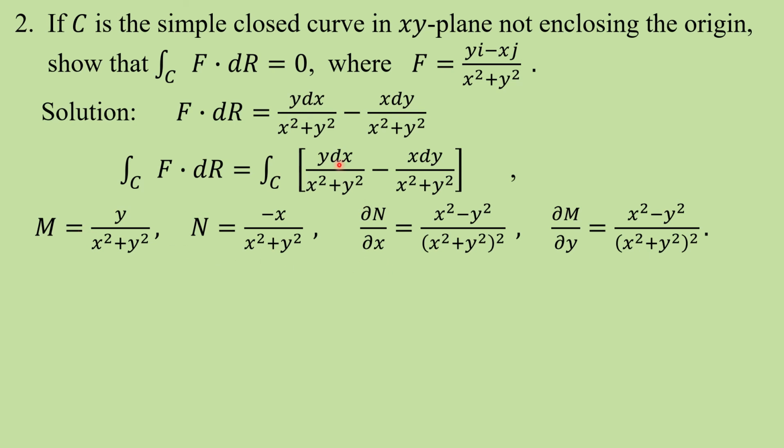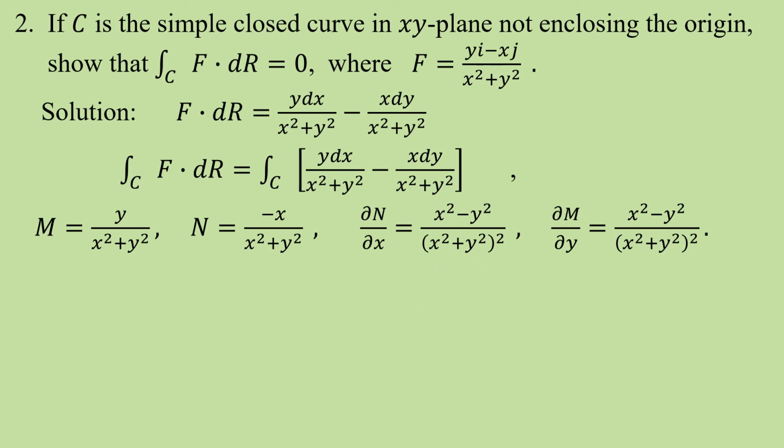So m is y by x square plus y square, and n is minus x by x square plus y square. So what is dou n by dou x? Partially differentiate n with respect to x. By using the quotient rule, we'll get x square minus y square by x square plus y square the whole square, as all of you know.